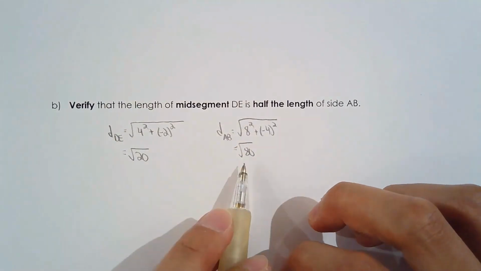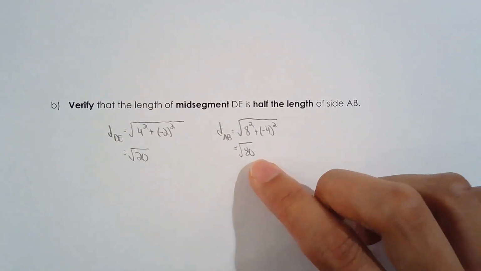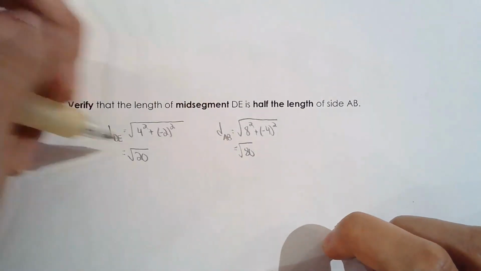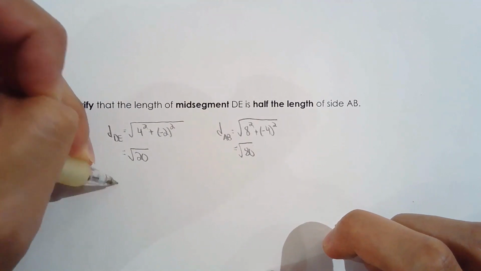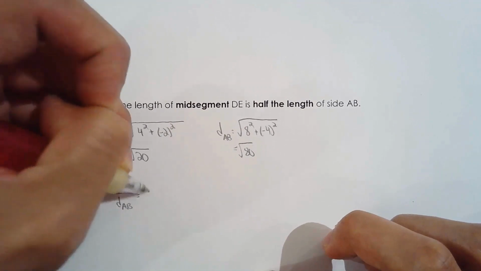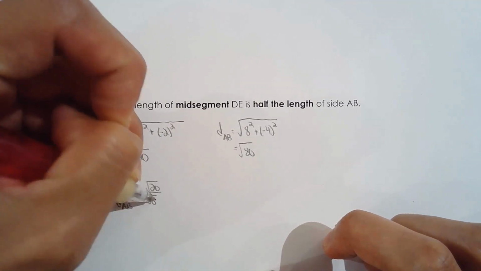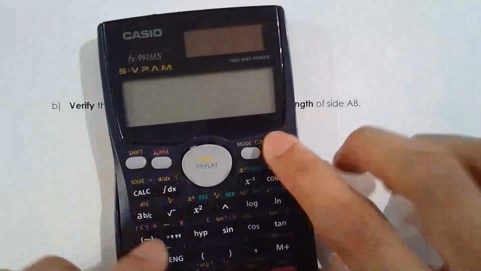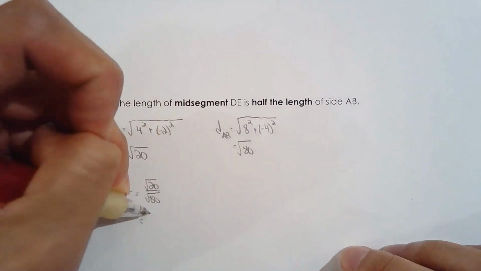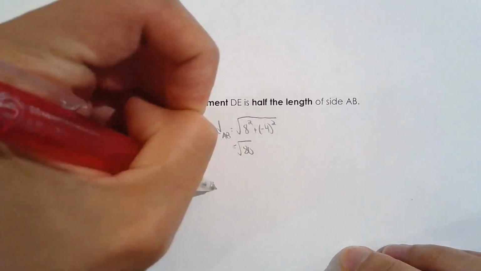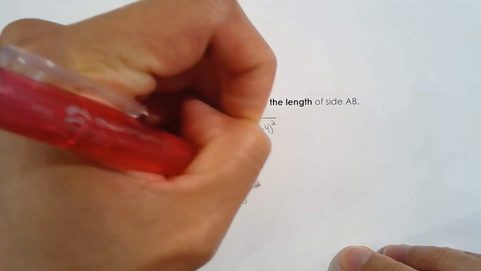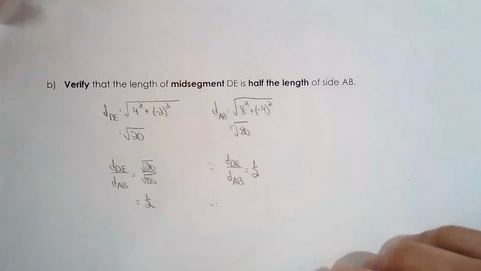Now in grade 11 you work with square roots more and you can simplify this radical, but since you don't have that skill set, it's really hard to know that this is half. So we're going to use our calculator to help us out. What does the calculator say? Oh, half. Okay, so since the length of DE is half of that of AB, then we verified it.